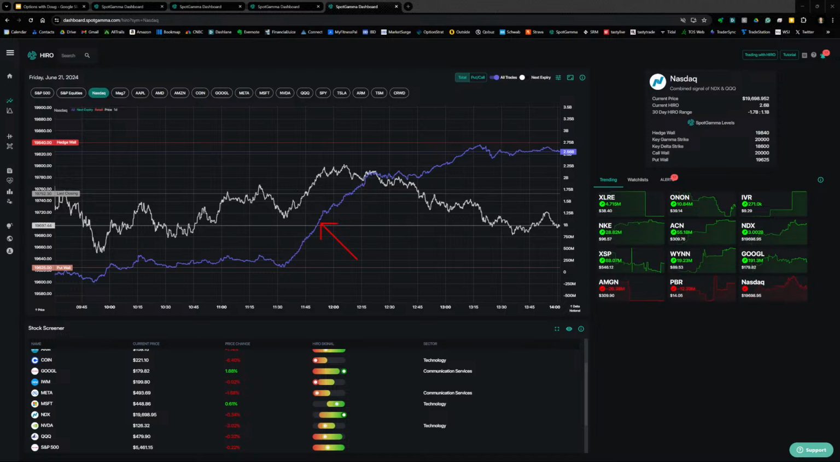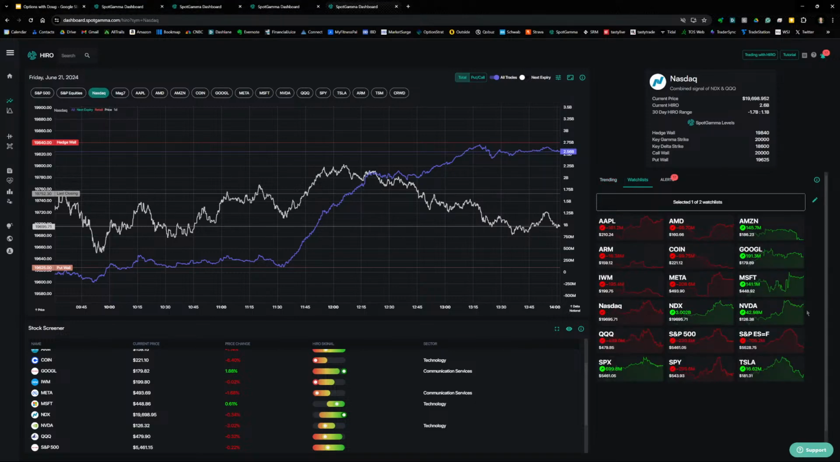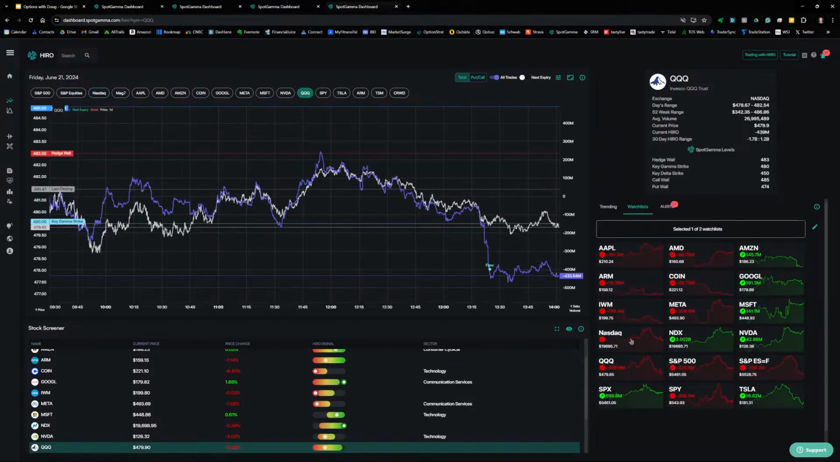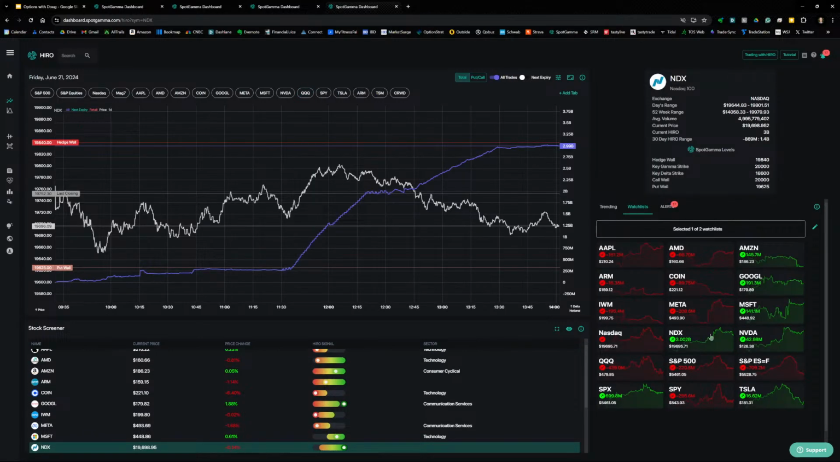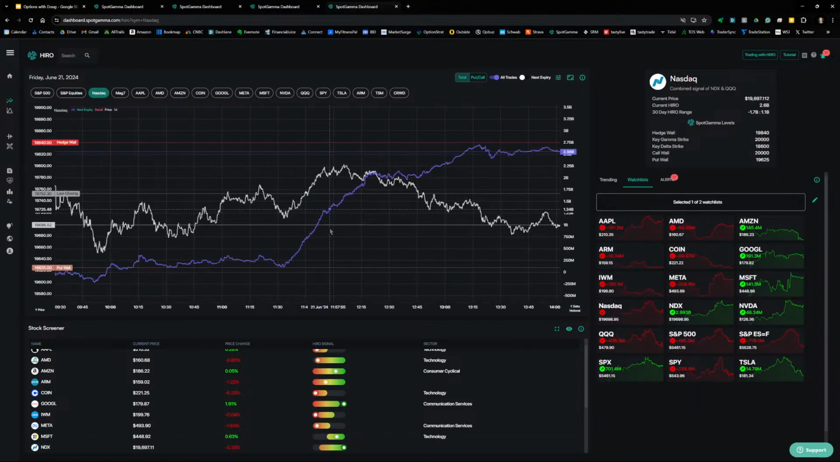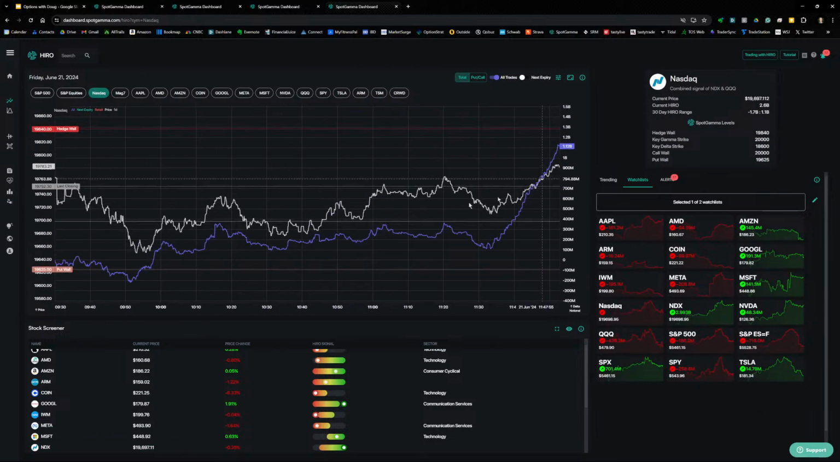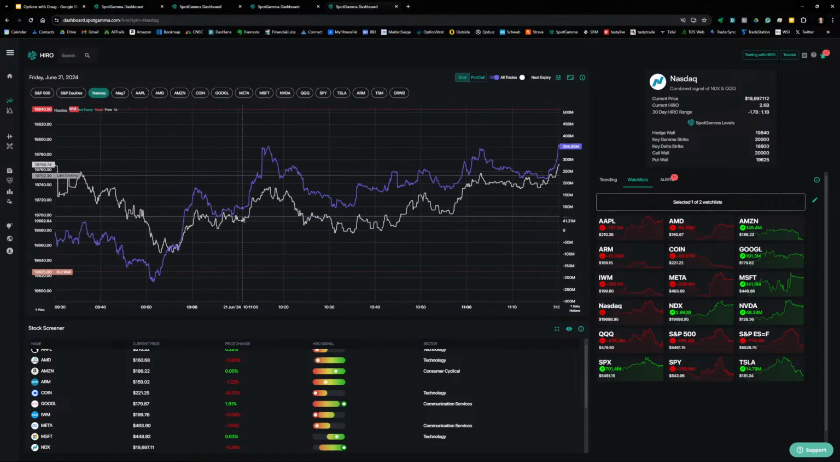Very algorithmic grind higher in the hero signal. I believe that's probably NDX. Yeah, that's NDX. There it is. All right, so that is influencing the combined signal. So we'll have to zoom in to get more clarity in the morning.